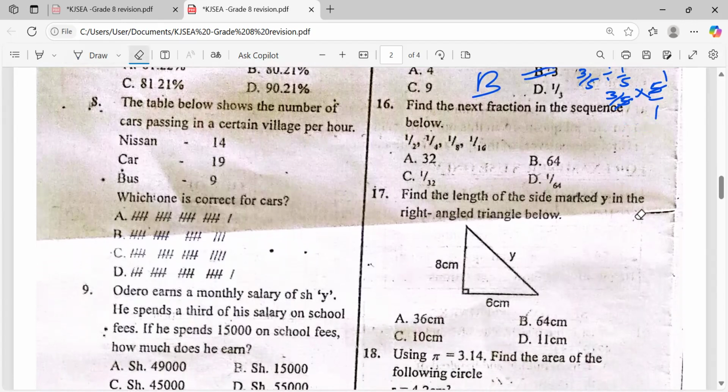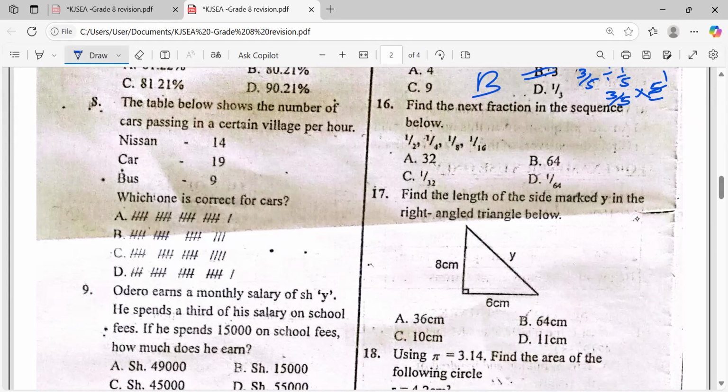Question number 16. Allow me to wrap here so that I get a space for calculation. You've been told to find the next fraction in the sequence below. So this is under the topic sequence. From the word sequence, it means the pattern. We have a half, then followed by a quarter, then 1 against 8, then followed by 1 against 16. This is just a simple sequence. It is very easy for us to calculate this.